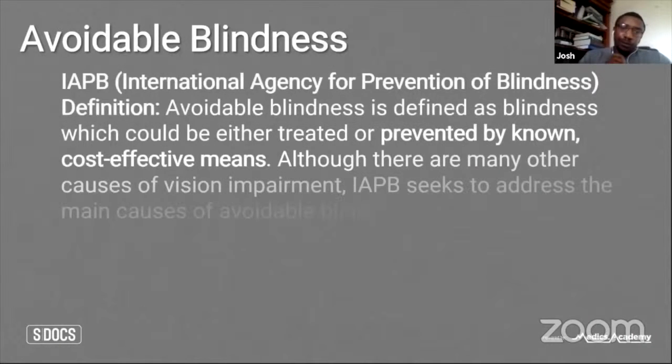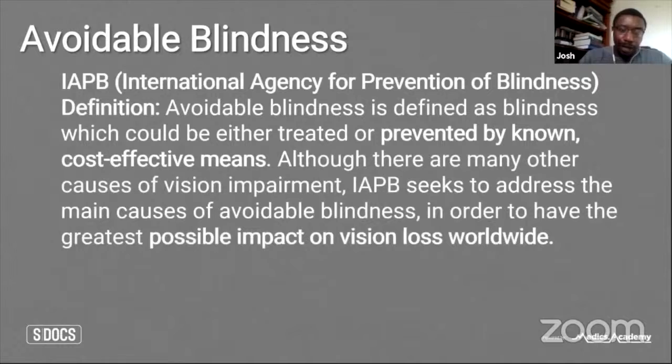Here's its definition from the International Agency for Prevention of Blindness. It is defined as blindness which could be either treated or prevented by known cost-effective means. Although there are many other causes of vision impairment, IAPB seeks to address the main causes of avoidable blindness in order to have the greatest possible impact on vision loss worldwide. So you can see avoidable blindness is a major target for global health ophthalmology. And it makes sense, doesn't it, to target those easily preventable or easily treatable conditions.